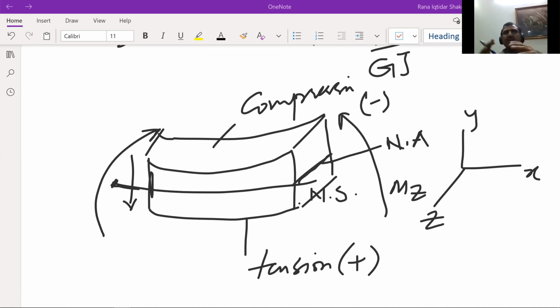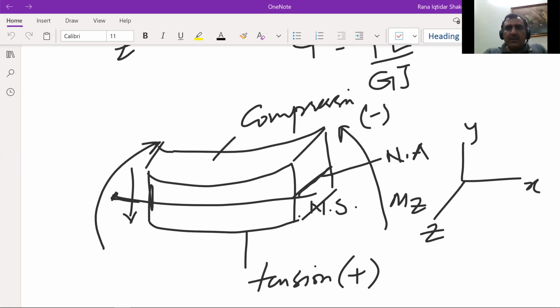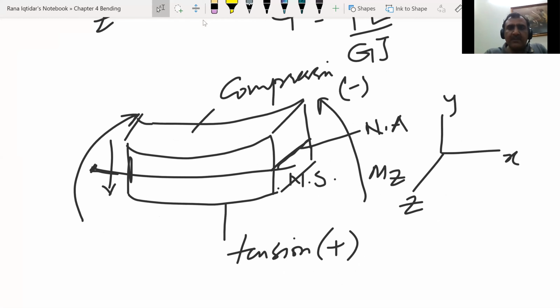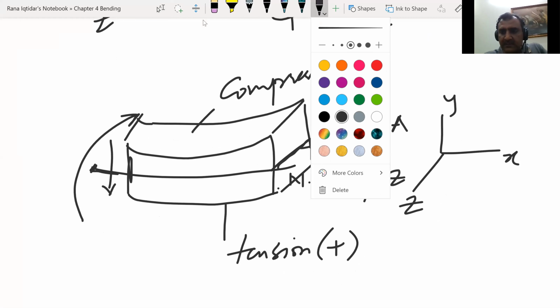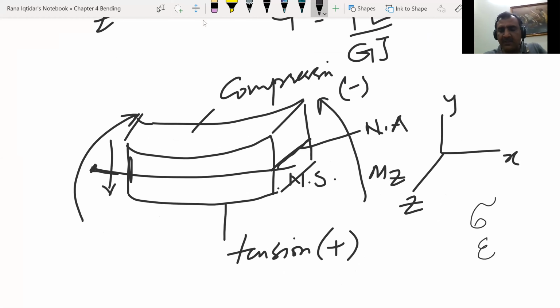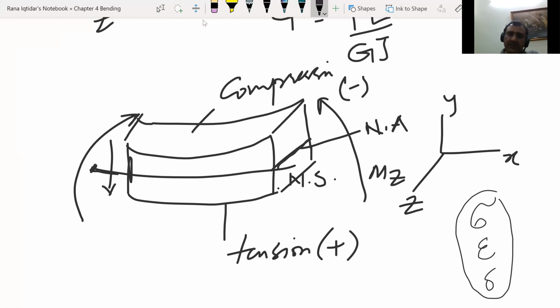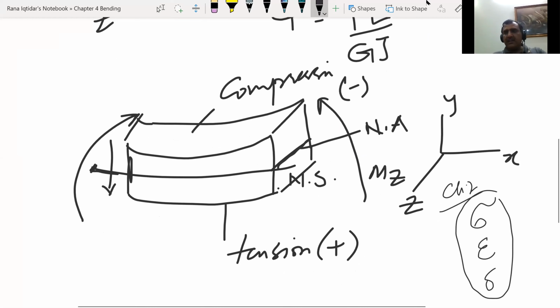So this is what this chapter is all about, that we deal primarily with the normal stresses sigma. In this chapter we will be primarily dealing with sigmas, epsilons, and delta. These are the same nomenclature that we used in chapter 2, right? So now we will come to the slide part.